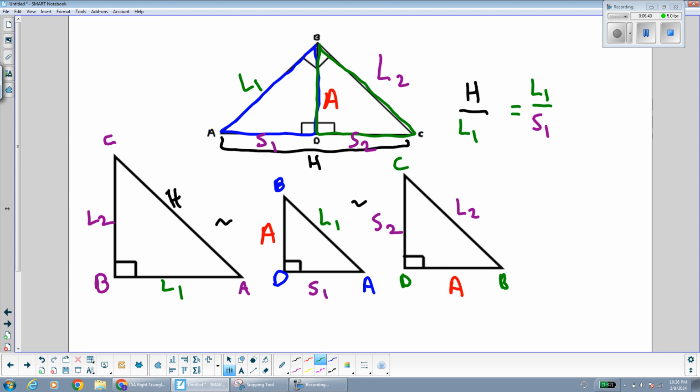My other proportion is going to have the other leg, L2, in it. Notice how this one has L1 in it. And we're going to make it using the big right triangle and the other smaller right triangle. So once again, I'm going to use side H, the hypotenuse. And that corresponds to L2 on this triangle.